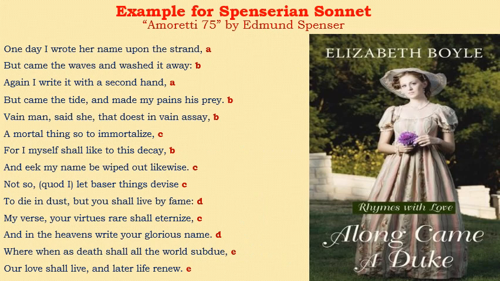For the example of the Spenserian sonnet, I have taken Amoretti sonnet number 75. It is a collection of 89 sonnets dedicated to his beloved Elizabeth Boyle. You can find the same rhyming scheme here. Away, assay, pray, decay. The rhyming words can easily be pointed out here. The scheme is A B, B C, C D, E E.